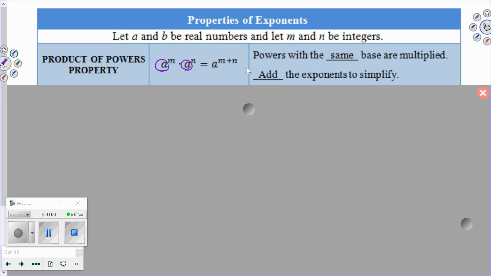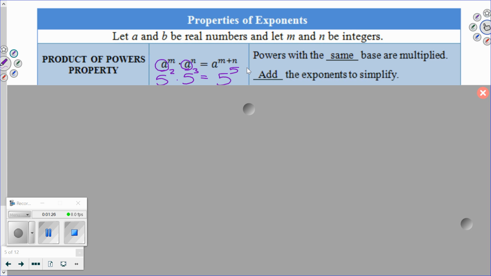Okay? So for example, if I had 5 squared times 5 to the third, does the 5 change? No. Good. 5 to the 5th, right? The base stays the same, and then you just add their exponents. 2 plus 3 gives me 5. Okay, so that's that property.